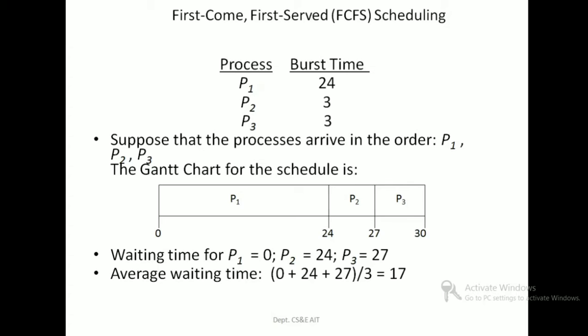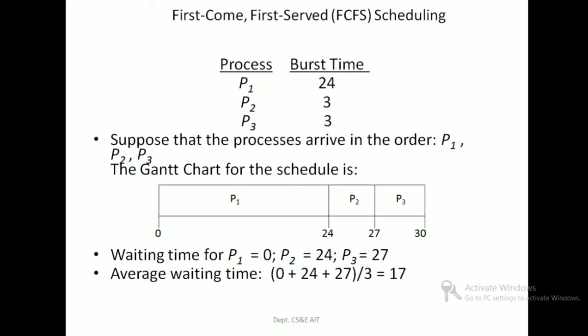Now process P2 has to wait for 24 milliseconds. So after 24 milliseconds, process P2 is allocated the CPU. So the waiting time of process P2 is 24. Similarly, for process P3, the waiting time is 27. After 27 milliseconds is where P3 gets a chance for the CPU. So we will be taking the average waiting time as shown here. So this is for your first come first serve.